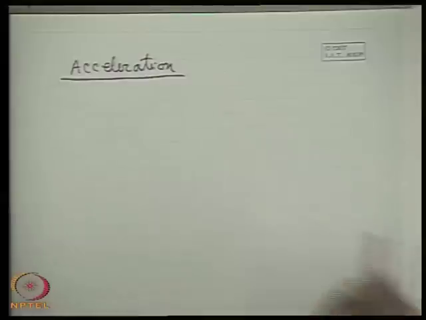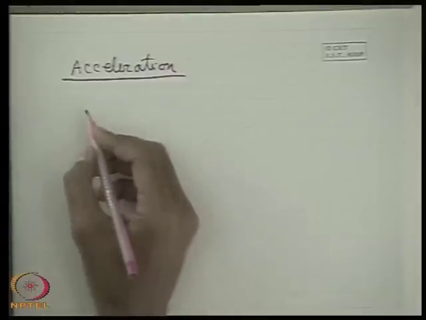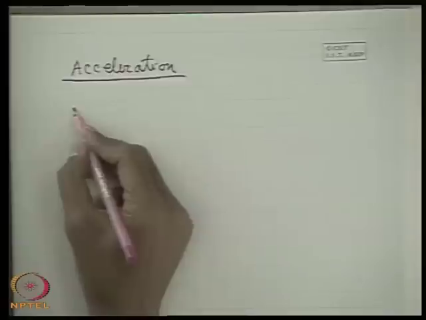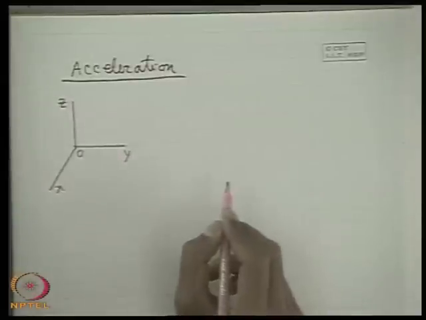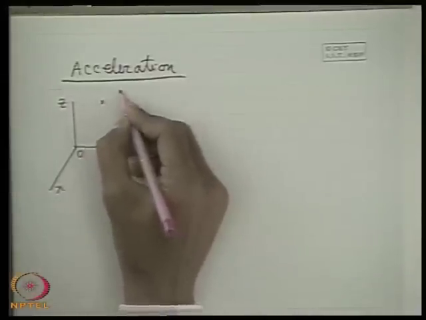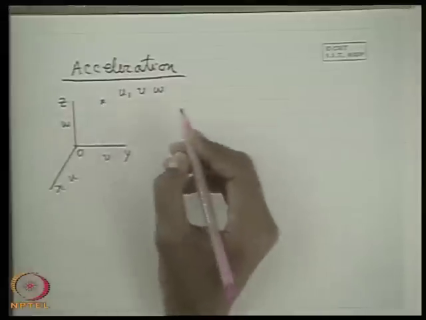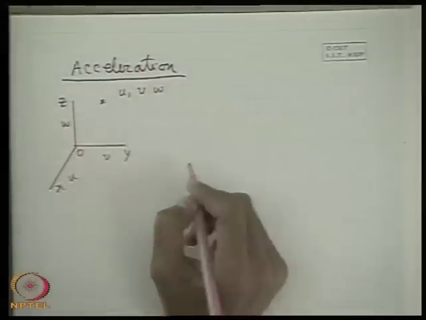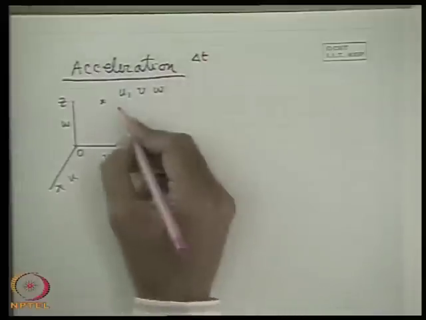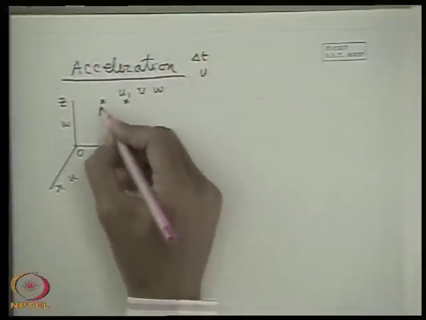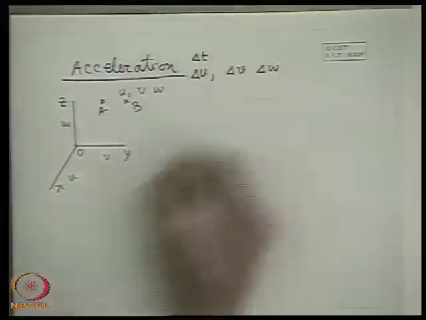This is the most important point in fluid flow, that is the acceleration. Now, let us derive an expression for this acceleration component. Let us consider a Cartesian coordinate system, where the velocity at a point is given by three components u, v, w. Let a particle be at a point whose position vector is fixed with respect to this frame of reference. Now, let us find the change in the velocity components after a small time interval delta t, as the particle goes from A to B. The change in the velocity components is delta u, delta v and delta w.